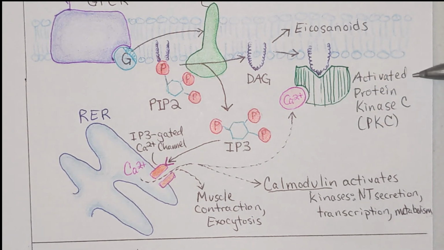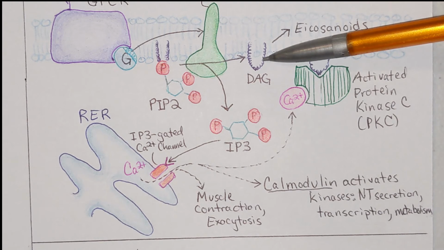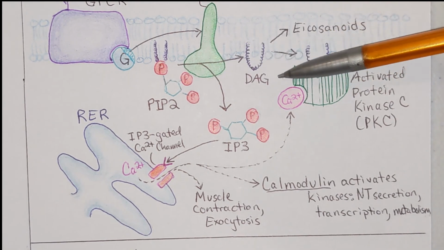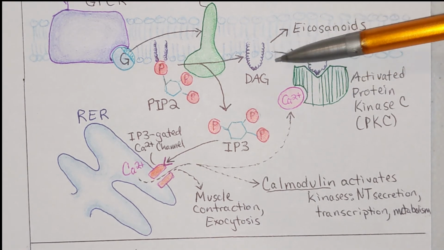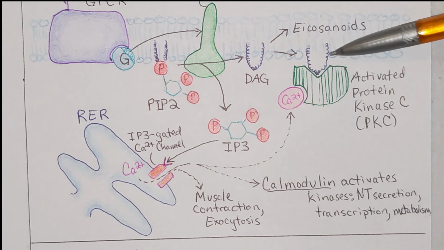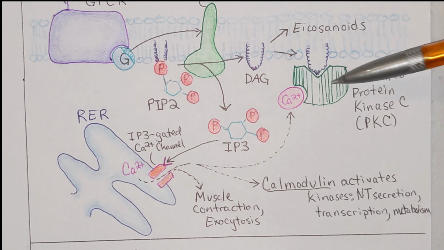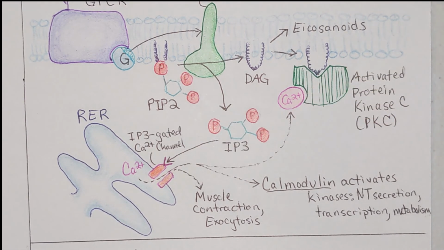Up here, this is called activated protein kinase C. And the way that it is activated is the remaining 2 fatty acids from IP3. Right? This molecule is called DAG, or diacylglycerol. Okay? DAG is going to interact with protein kinase C. Calcium, again, liberated from the RER by IP3.